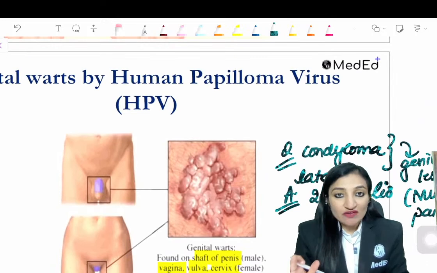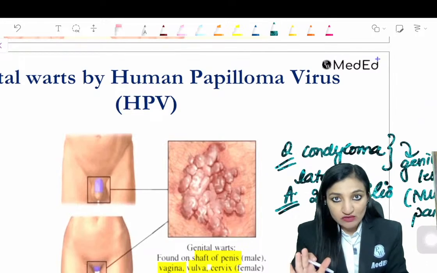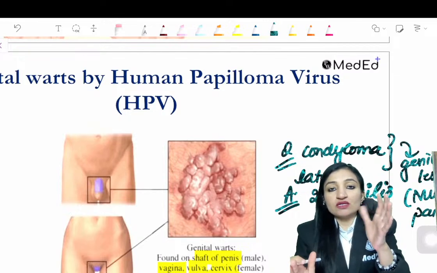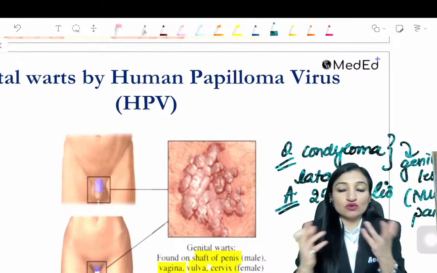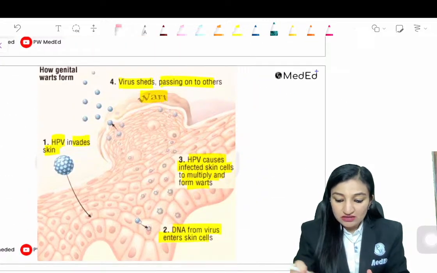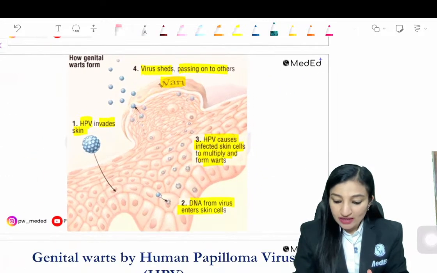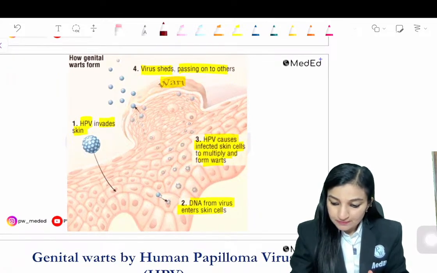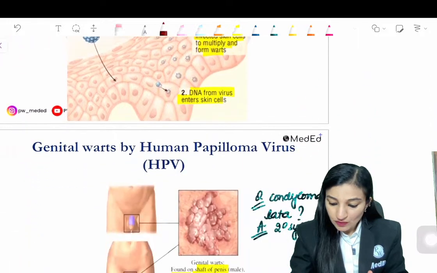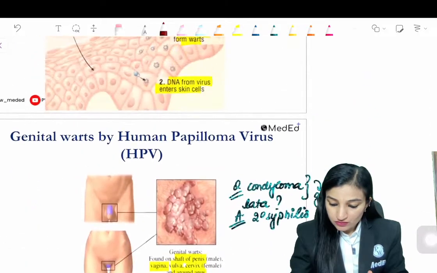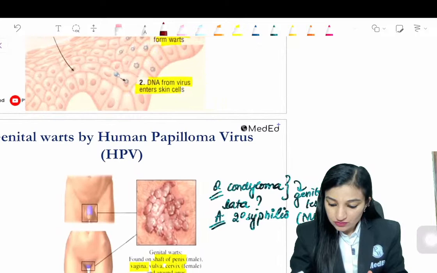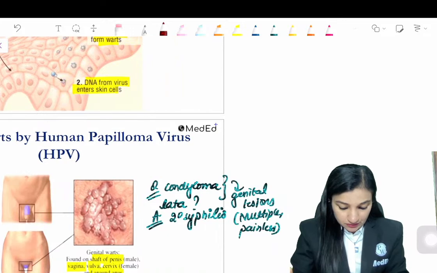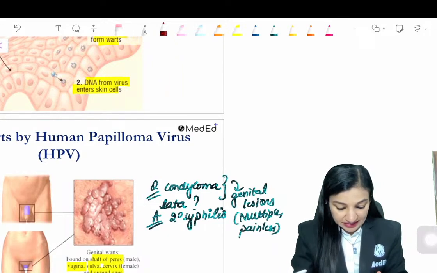So far what I have told you: HPV is an example of a DNA virus. It's a non-cultivable virus. The genotypes are of two types, low risk and high risk, depending on the risk of cancer causation. And the genital warts are formed in this way. Is this clear? Any doubts? Anyone?